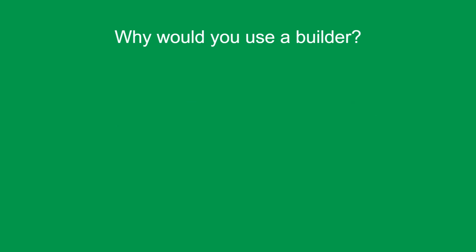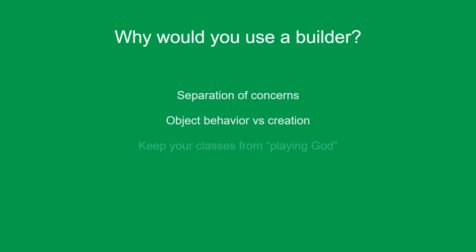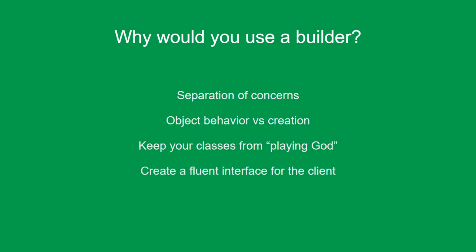So touching back on the SRP, a builder is a way to create a separation between creating an object versus what that object actually does once it exists. In other words, we're going to create a class that doesn't need to know how it's created, or it should not play God, so to speak. And also in creating this builder, we can make some great headway in making more readable code for the client that uses the class that you're creating.